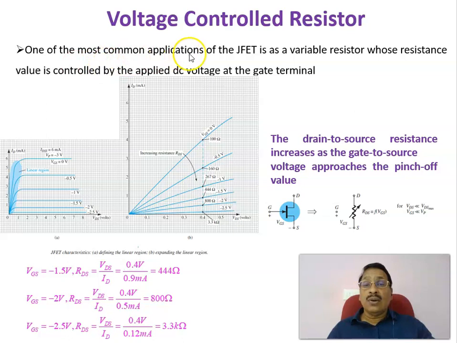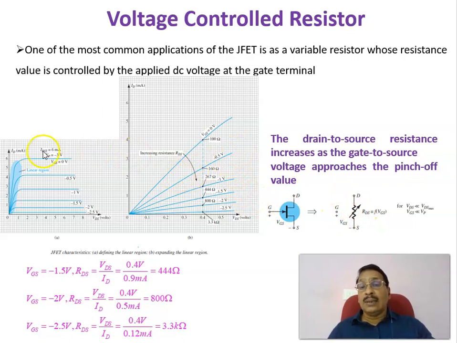One of the most common applications of a junction field effect transistor is as a variable resistor whose resistance value is controlled by the applied DC voltage at the gate terminal. That is, by controlling the gate to source voltage, we can control the resistance between source and drain. It is working as a variable resistor.